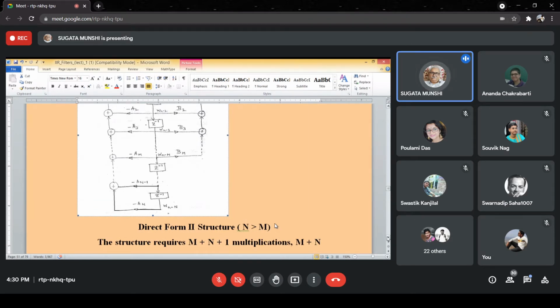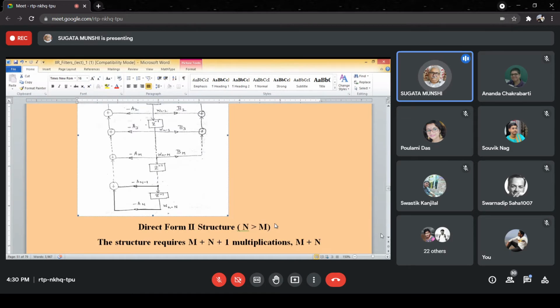Now, important thing is that if you compare between direct form 1 and direct form 2, how many multiplications and 2 input additions are there in this structure, direct form 2? M plus N plus 1 multiplications and M plus N 2 input additions. Aren't they same as what you had in case of the direct form 1 structure, remaining same?